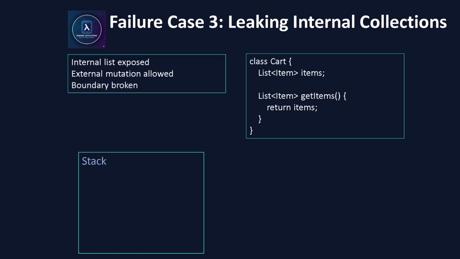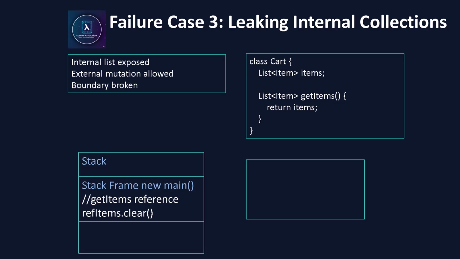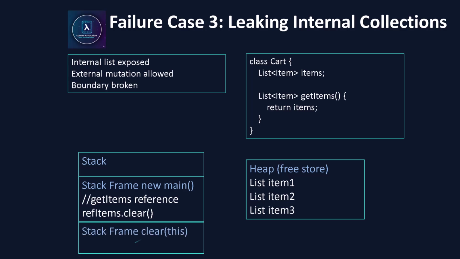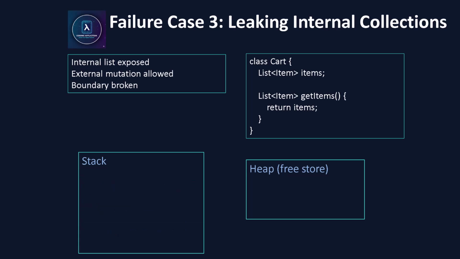This boundary leaks. Get items returns the internal list. Now any external caller can mutate it. The class has lost control of its own memory. The boundary that should protect the internal state has dissolved. When bugs appear later, you don't know which caller mutated the list. This complexity, yes, it's uncontrolled mutation crossing a boundary. Ownership must be enforced.